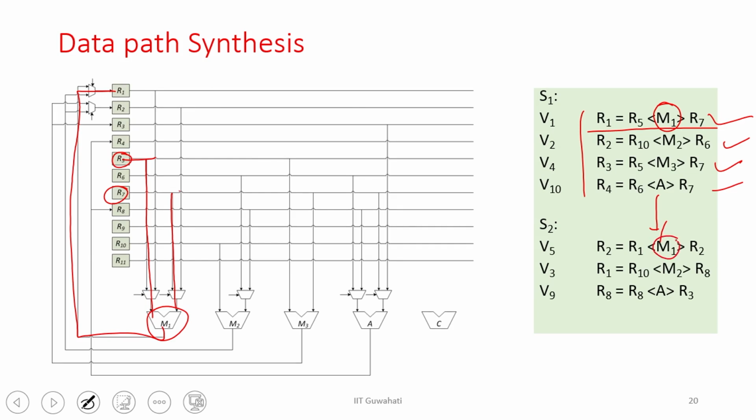Now, the same multiplier is being used to compute this operation. Earlier R5 was coming, now R1 is coming. So what you have to do is multiplex the input. Earlier R5 was coming, now R1 is coming.